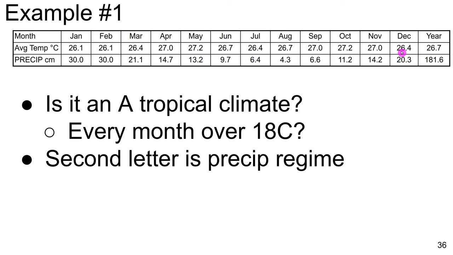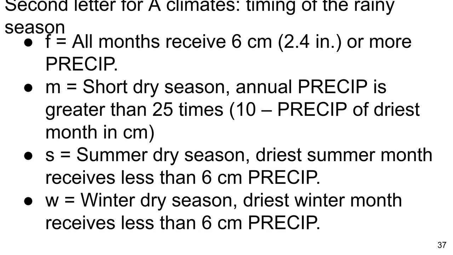The second letter is the precip regime. So here's your options. F, all months get more than 6 centimeters. M, monsoon, short dry season, annual precip greater than 25 times 10 minus the precip of the driest month. S, summer dry, the driest summer month gets less than 6 centimeters precip. Or W, winter dry, the driest winter month gets less than 6 centimeters precip.